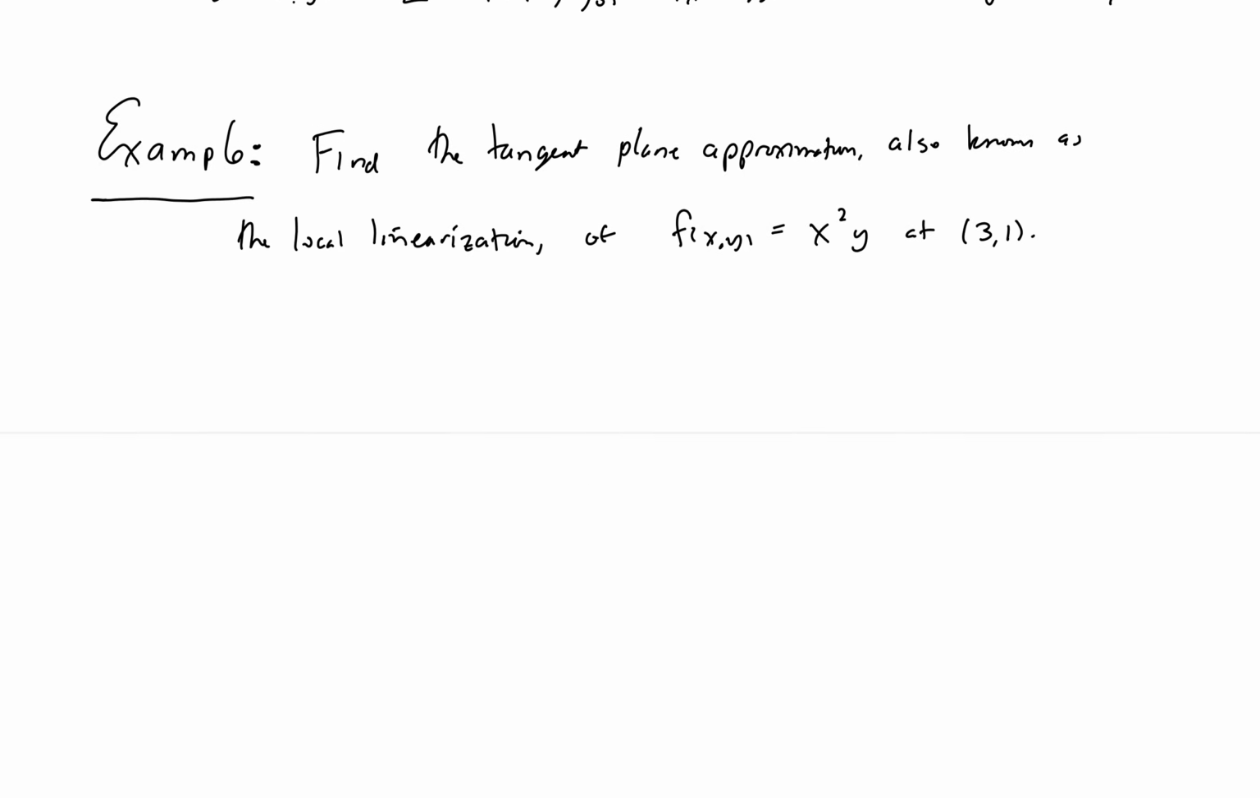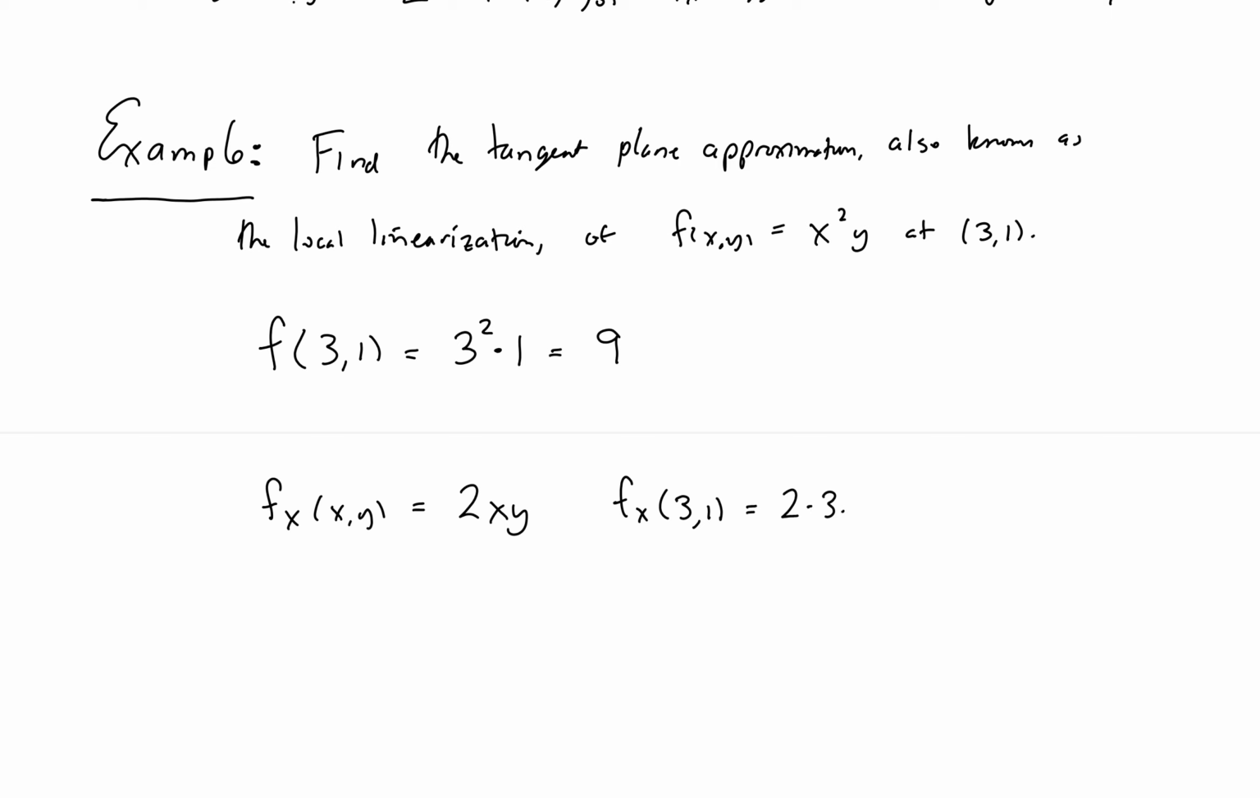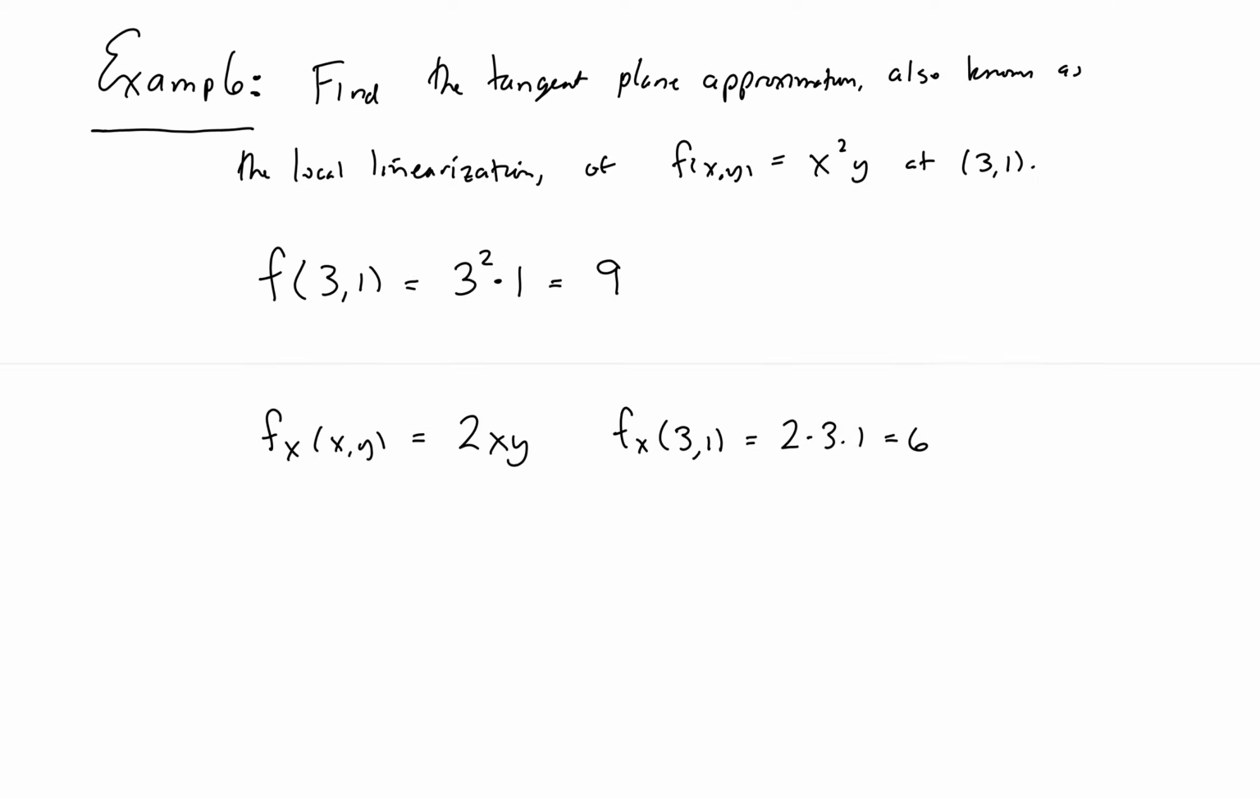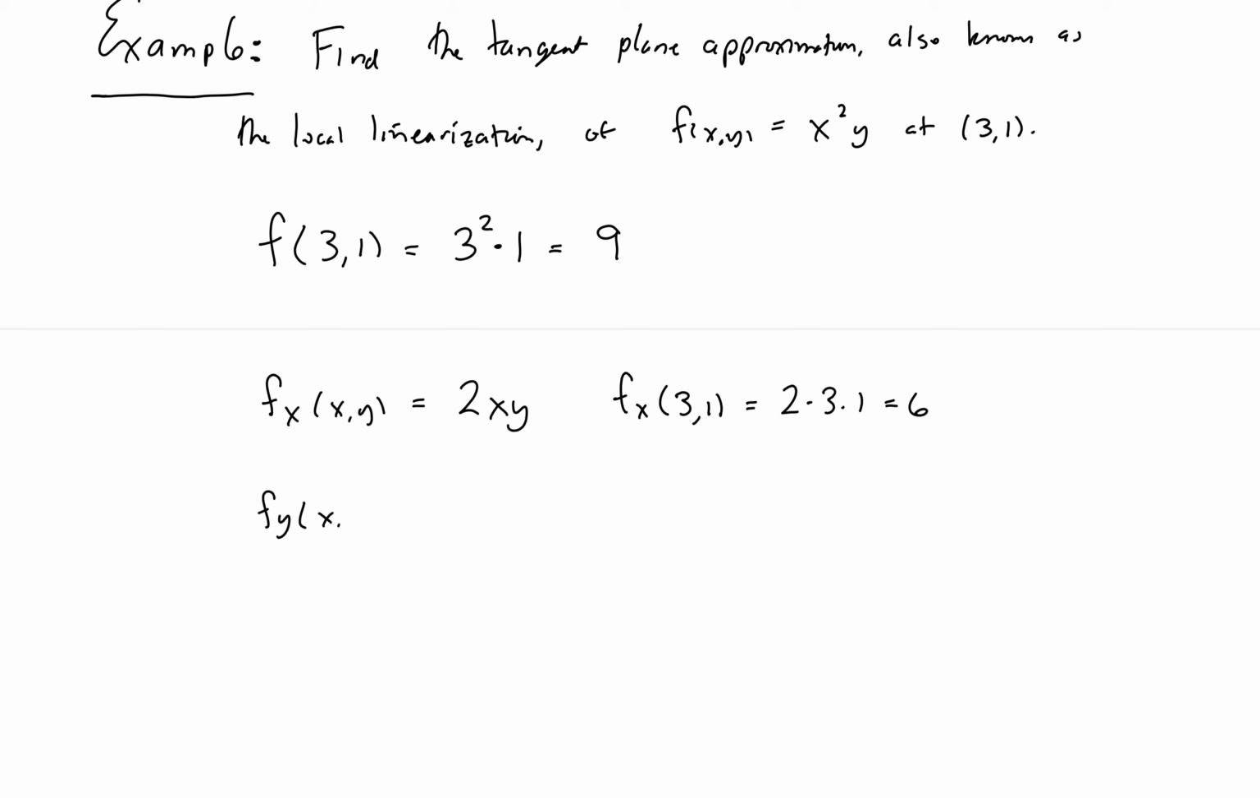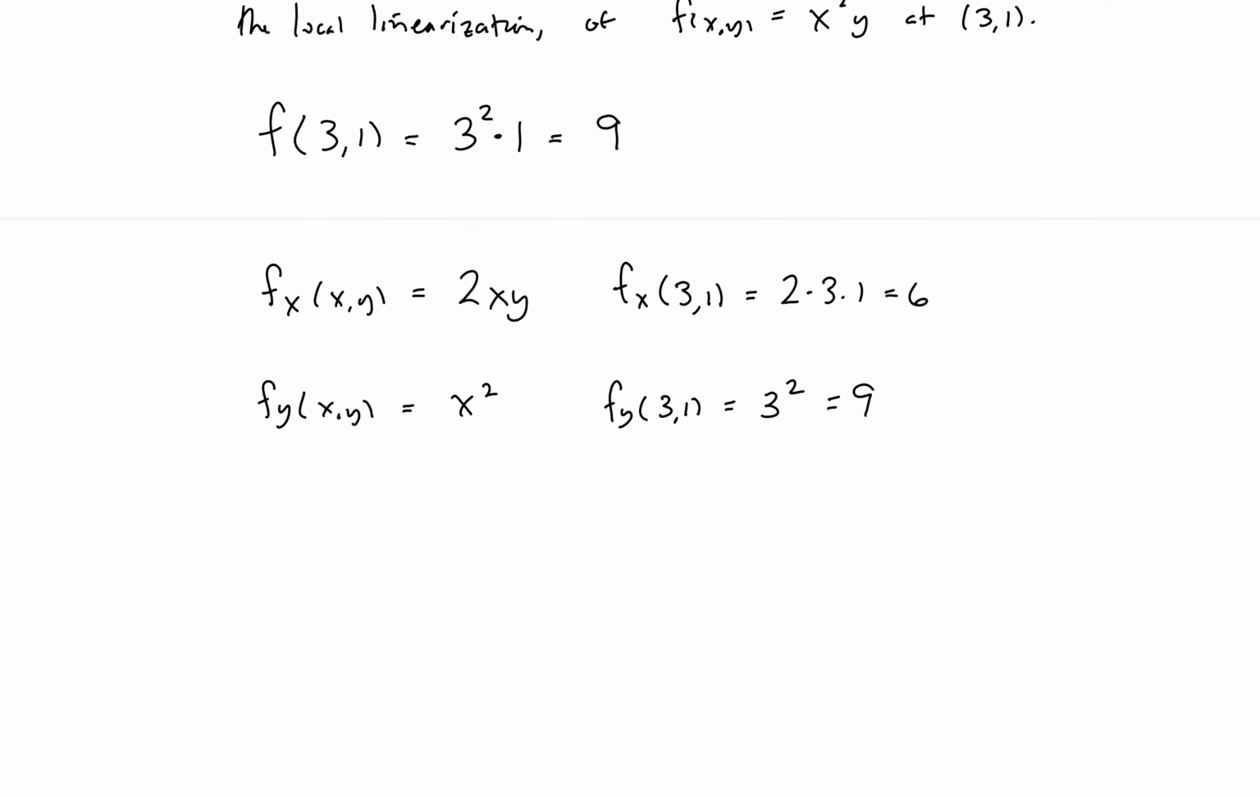So there's a few things we need for this. First, we need the value of the function at that point. So this will be 3 squared times 1, which is 9. We need the partial derivative with respect to x. So that's going to be 2 times x y. And then we need to evaluate this at 3, 1. So this is 2 times 3 times 1, so this is 6. I need the partial with respect to y. That's just x squared. So this is 9. And now we have everything we need for this tangent plane approximation.